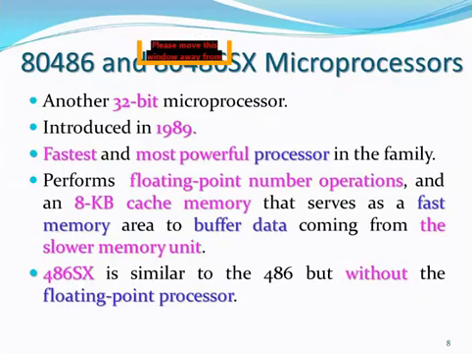So this 486 can calculate floating point numbers. You know floating point numbers, that means numbers that can be processed with decimal points, right? Another thing that comes is known as cache. Do you know what is cache? You see, 8 KB cache memory that serves as a fast memory area to buffer data coming from the slower memory unit.